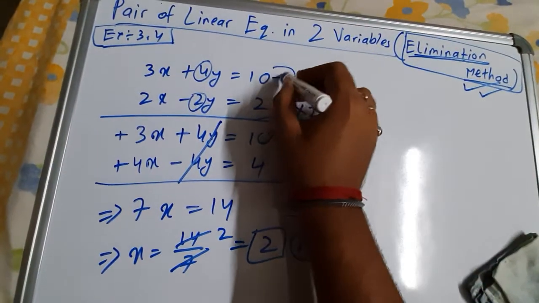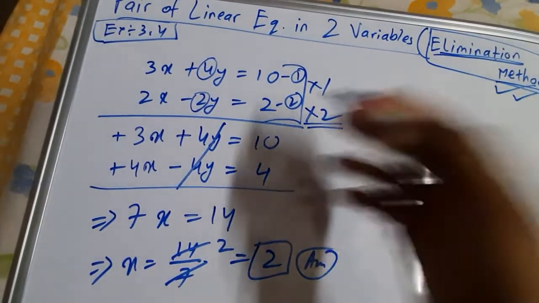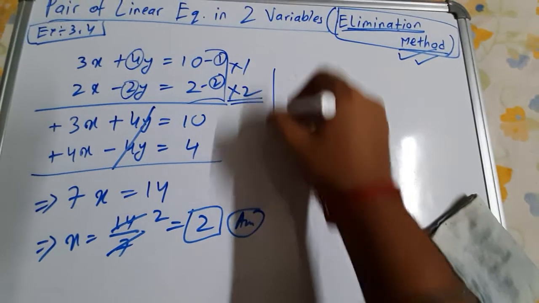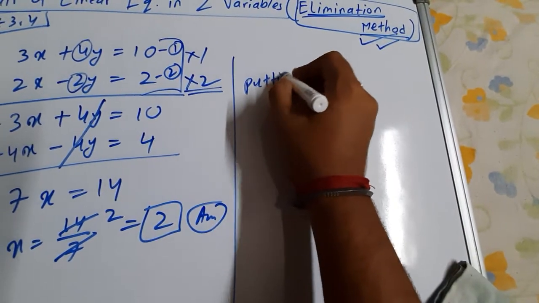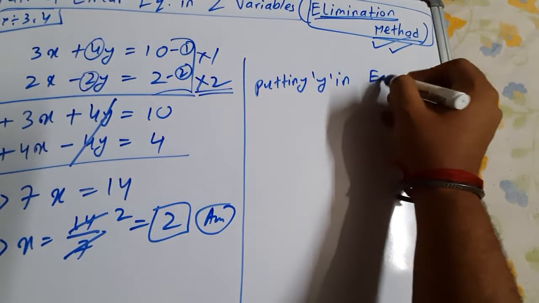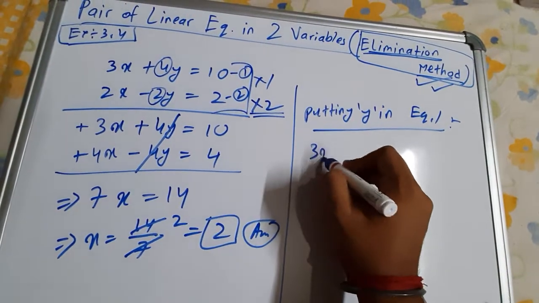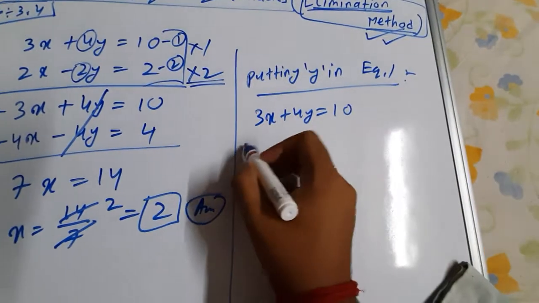Suppose name it as equation number 1, name it as equation number 2. So let me choose. Let's say put it in 1. You can choose any equation. So first write equation 1: 3x plus 4y equal to 10. This is the equation. Now put the value of y.